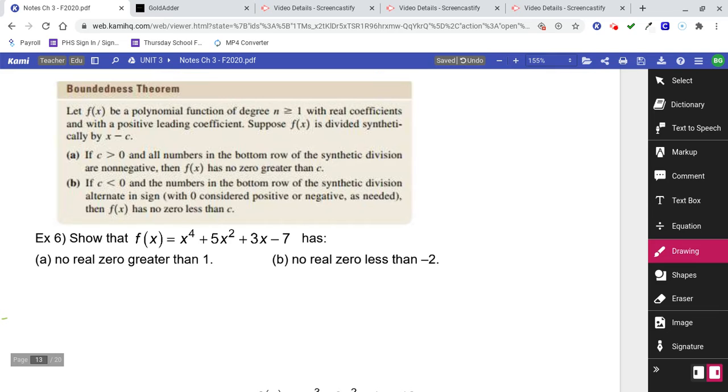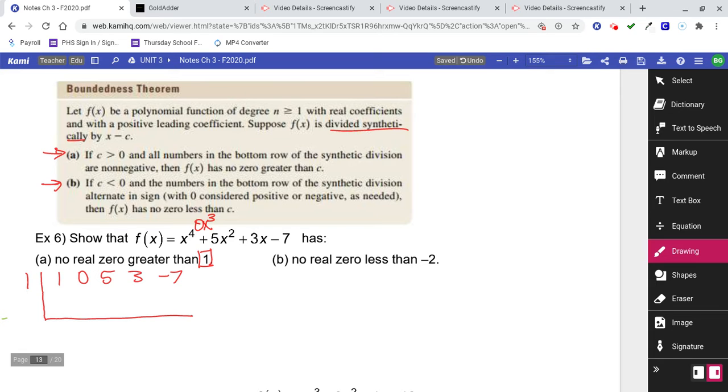I think the boundedness theorem is a little bit harder to understand, okay? We can read through all of this, and we're not going to understand it until we actually do an example. So notice there are two cases, case A and case B, but it has something to do with synthetic division. So we're definitely going to do synthetic division. In this case, example 6, we're going to do synthetic division on this 1. Now notice you're missing your x cubed term, so don't forget to put a 0 in there. 1x to the 4th, 0x to the 3rd, 5x squared, 3x minus 7.